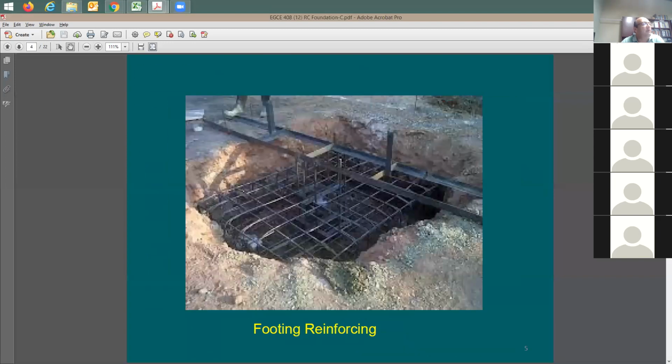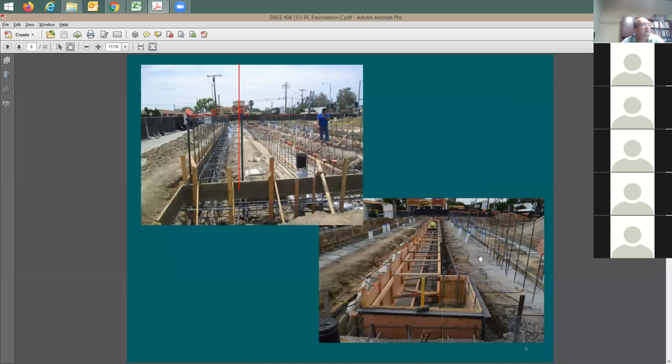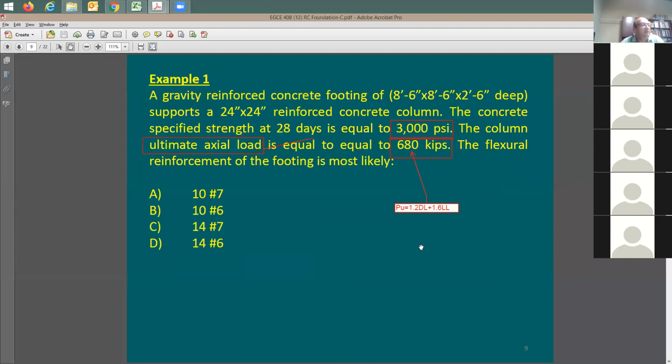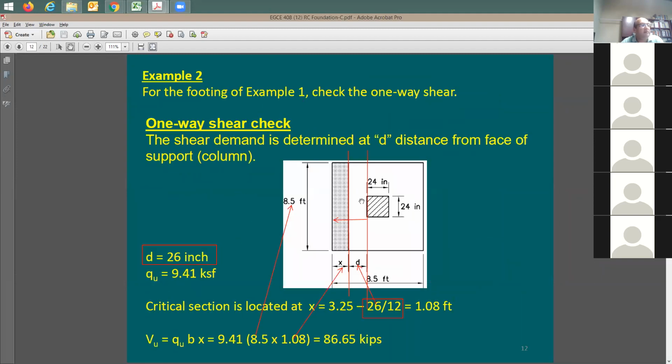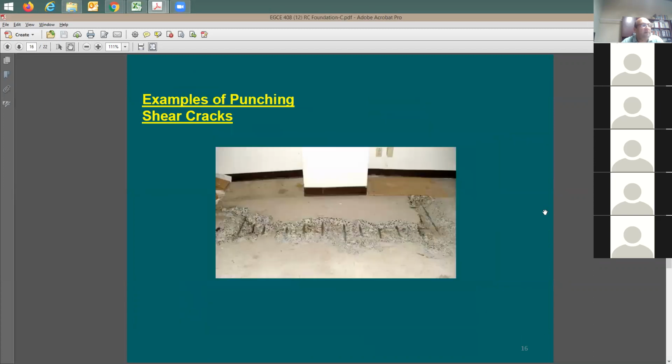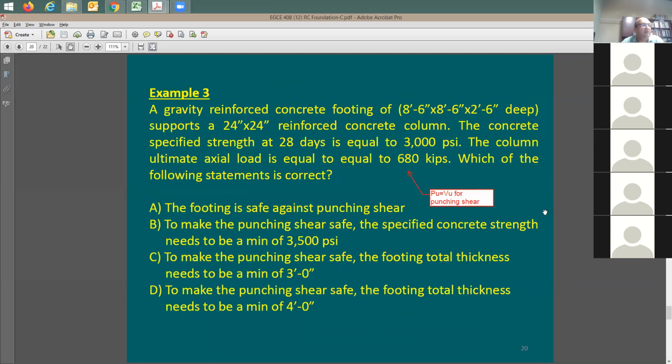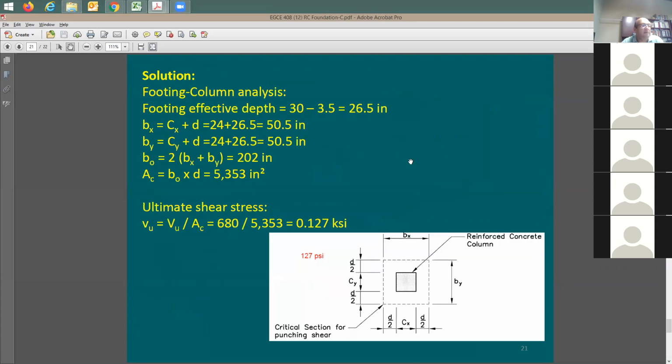You're going to have a problem like this. You're going to have a footing, like one of these footings. I'm going to give you the size of the footing and the axial load. So what do you need to do? Find the reinforcing, do a one-way shear check, and do a punching check. Here's a punching check, like in this example. This was given in slide set number 12.